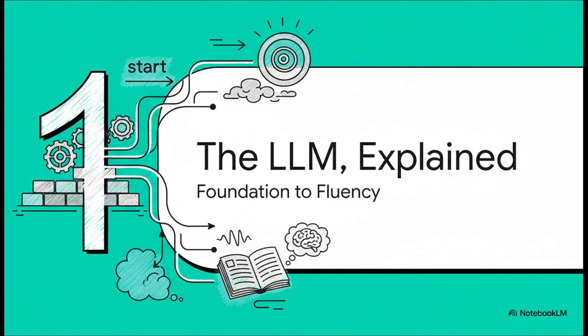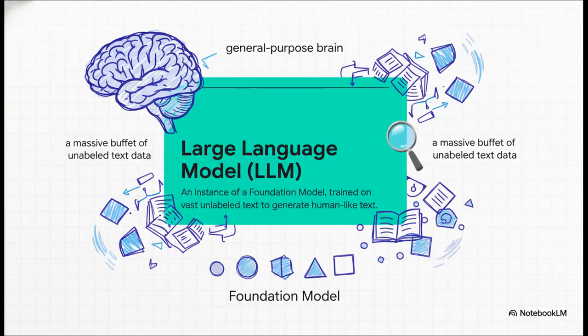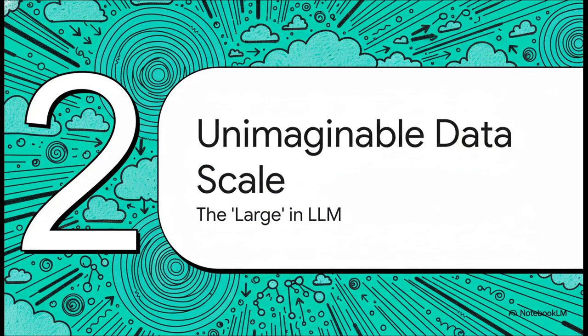Before we can understand how they work, we need to get on the same page about what they actually are. A large language model, or LLM, is built on top of something called a foundation model. The best way to think of a foundation model is like a massive general-purpose brain. It's been fed this enormous buffet of text from the internet with no labels or instructions, and it just learns to find patterns all by itself. An LLM is a version of that brain that's become a specialist at one thing, generating language that sounds like us.